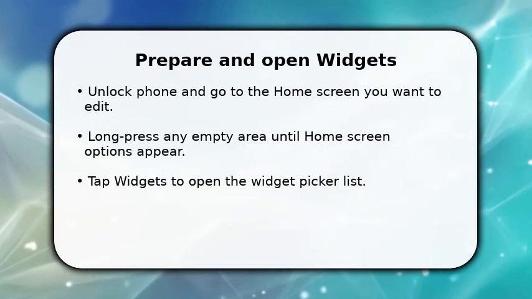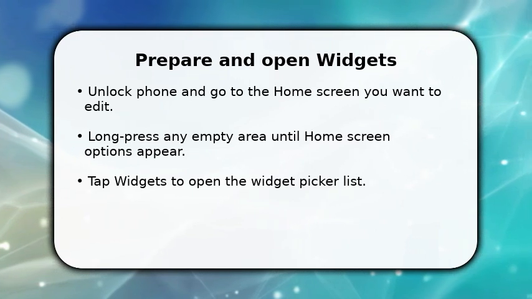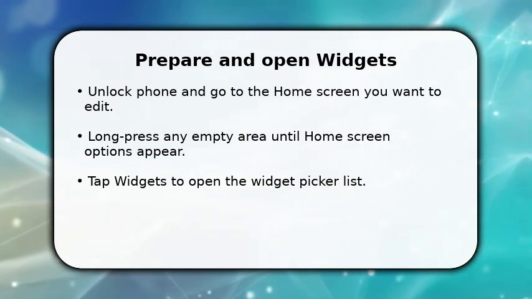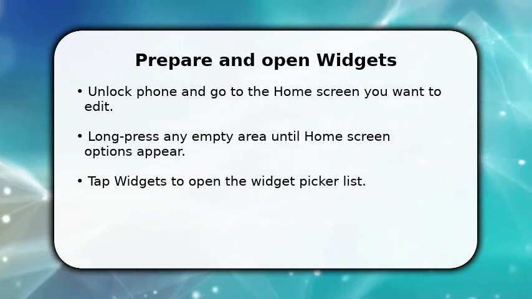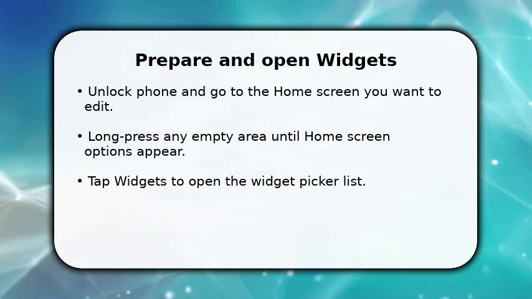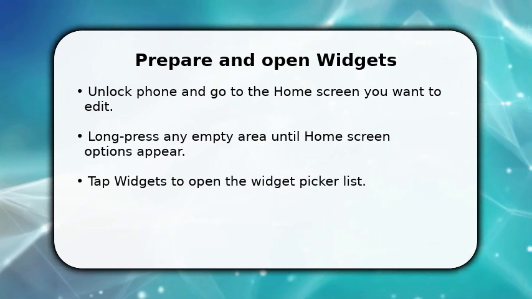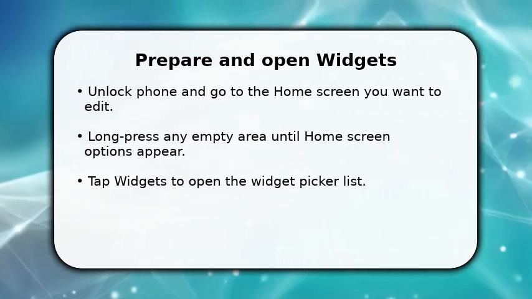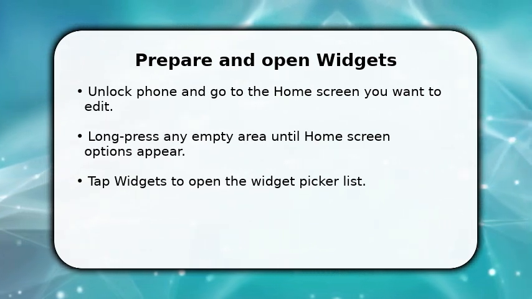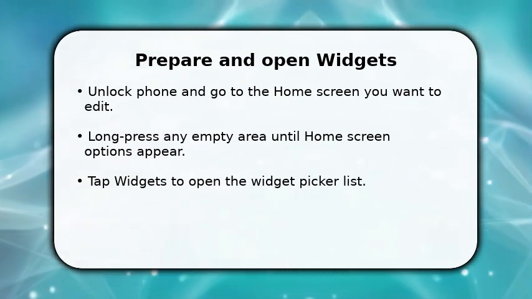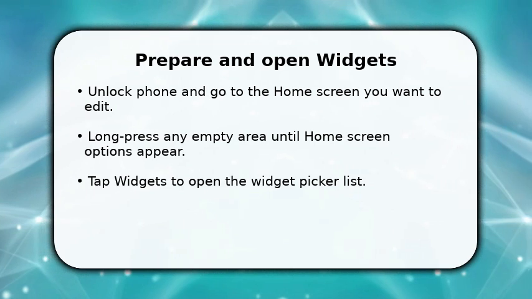You start by unlocking the Oppo A5s and navigating to the specific home screen you want. Make sure it's the screen you use most. Once there, long press a blank area until the home screen options appear, because that reveals widgets and shortcuts. Next, tap Widgets to open the widget picker. This gives you a list sorted by app. You'll use this list to choose a widget size and type without changing app settings.